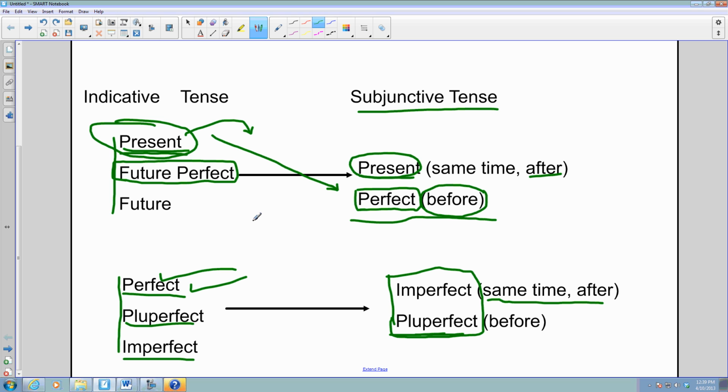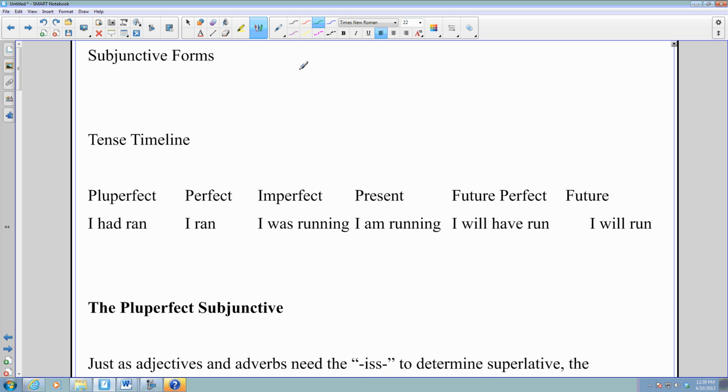Sequence of tenses will come along. The more that we use it, you'll kind of understand, and I'll try to explain it a little better as we go on. All right, going to subjunctive forms and how they happen. If you look here, we have a tense timeline, and I just talked about this sequence of tenses.